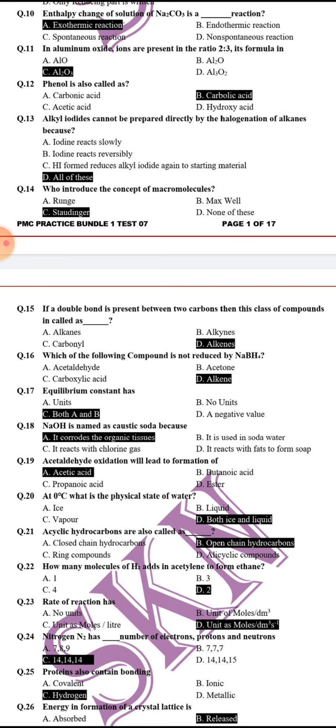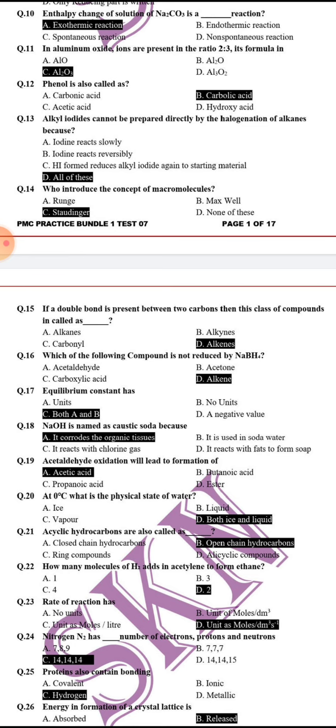The next MCQ is question number 18. NaOH is named caustic soda because the common name of sodium hydroxide, NaOH, is caustic soda. Why is it called that? Because it erodes the organic tissues, so the name is placed as caustic soda.